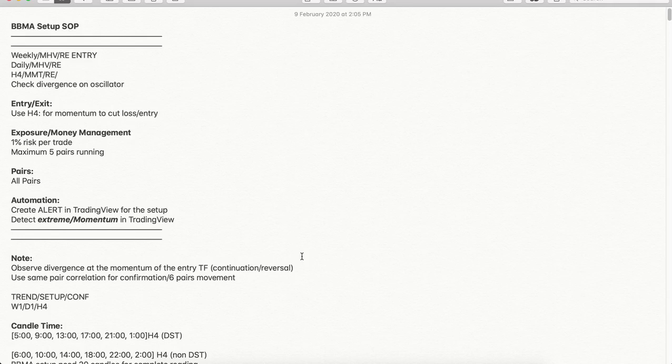Okay, we trade only one pair per account in 5 different accounts, and we risk 1% risk per trade. We trade all pairs, however, we trade the low volatility pair. We use automation. In TradingView, we use our custom indicator to detect for BBMA setups such as extreme and momentum.